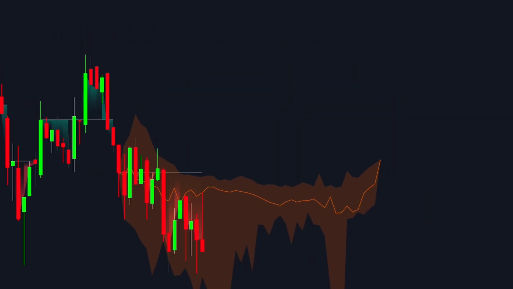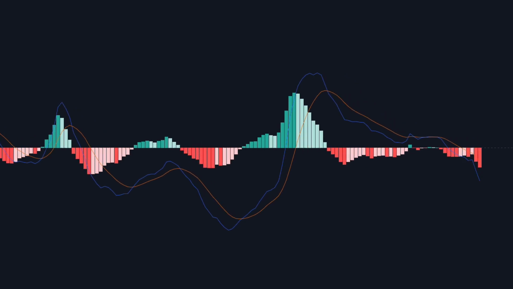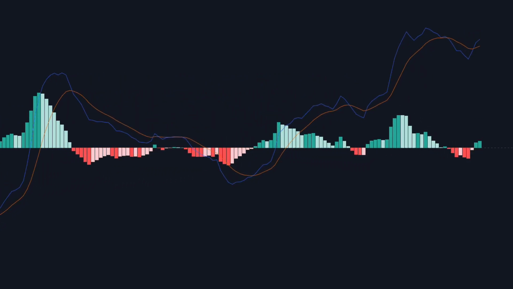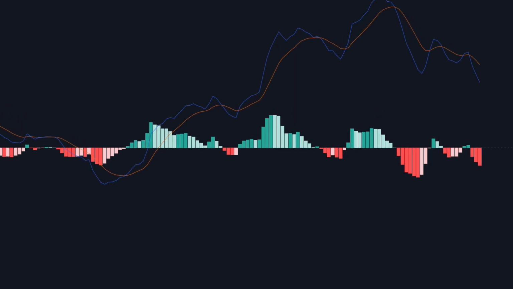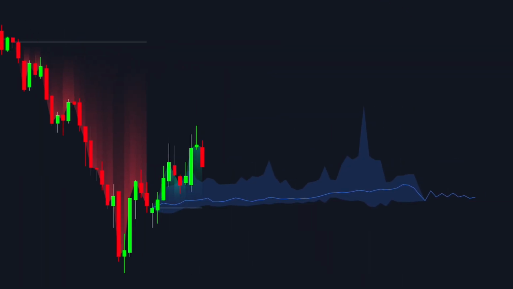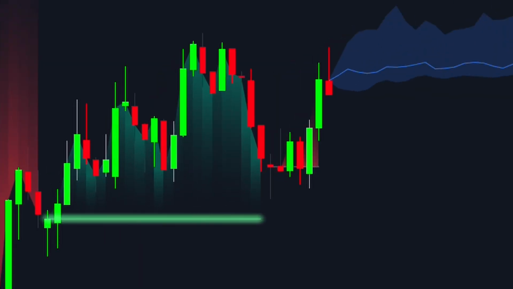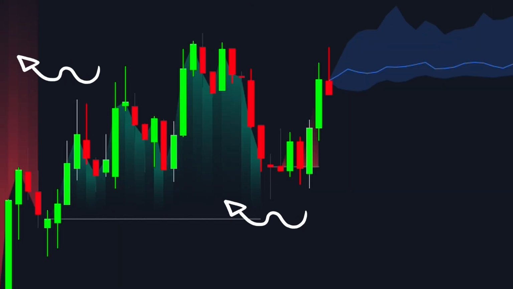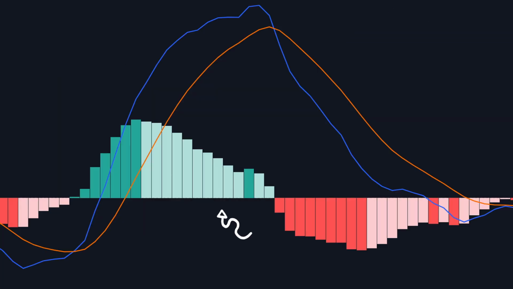What is a MACD? The MACD is a very popular indicator that tracks trend direction and strength by measuring the relationship between two moving averages of prices. Now, this indicator is very simple and is only made up of a few components. First, we have this line which represents the zero line on a MACD, and then we have these red and green areas which represent the MACD histogram.